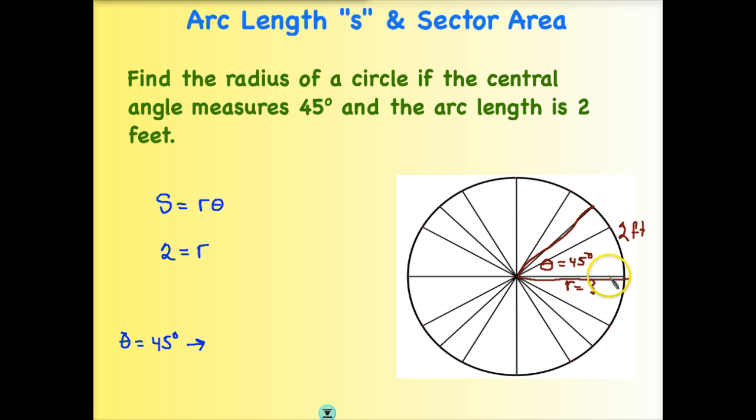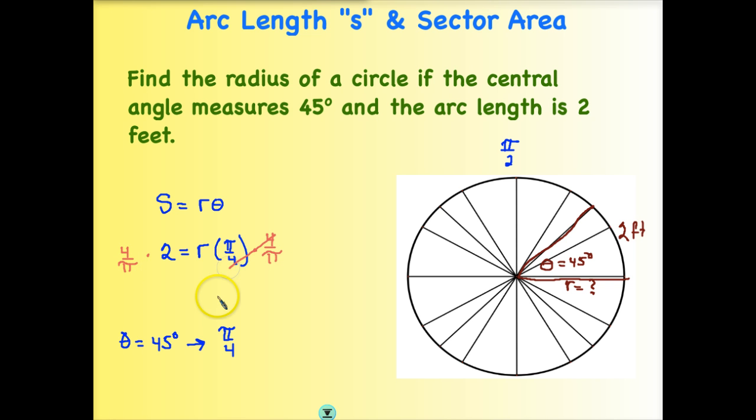So hopefully again you're thinking to yourself, 45 degrees, well that's half of 90 degrees, and 90 degrees we said was pi over 2. So what's half of pi over 2? We know that would be pi over 4 radians. So we can plug in pi over 4, and then we can solve for r by multiplying both sides by the reciprocal, which is 4 over pi.